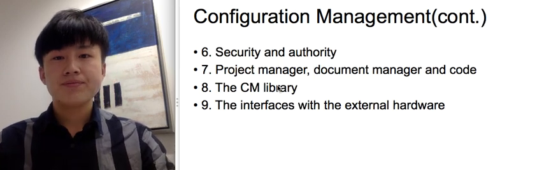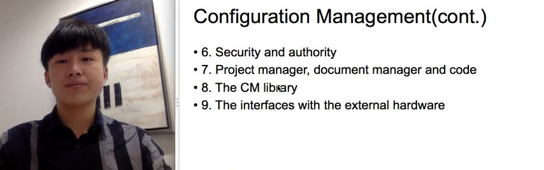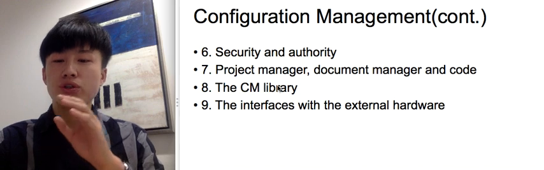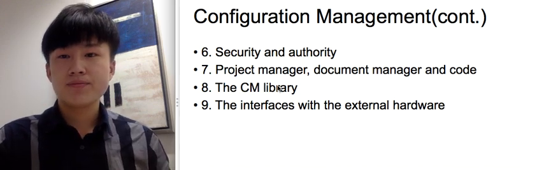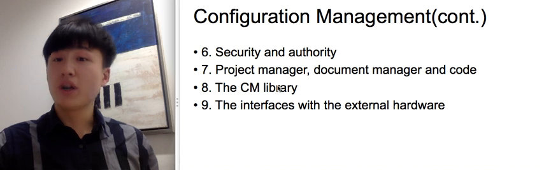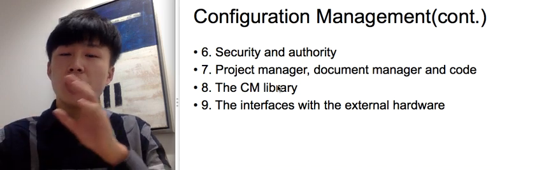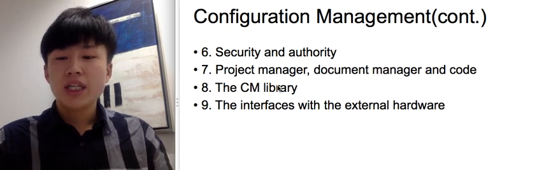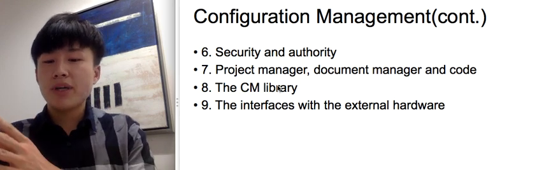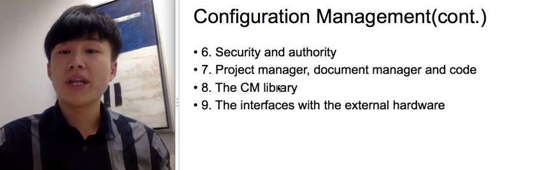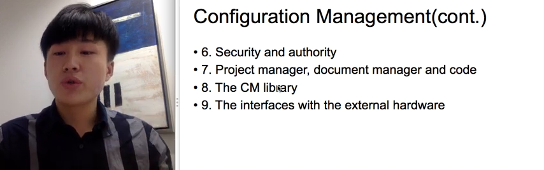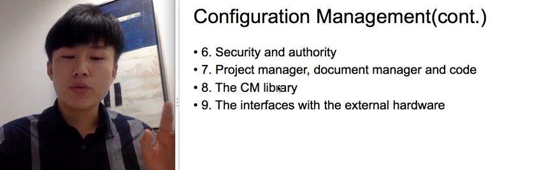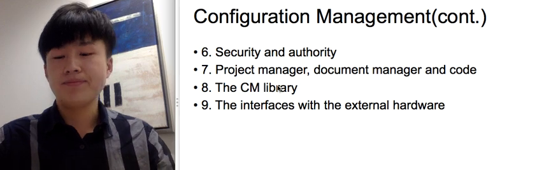The sixth point is for the security and authority. Only the project team members have the authority to read and modify the files. It is totally different for the stakeholders because the stakeholders only have the authority to read the files. The seventh point, we have 3 managers: the project manager, the document manager, and the code manager. They have different responsibilities, but they share the responsibility for backing up the documents and the codes from GitHub.